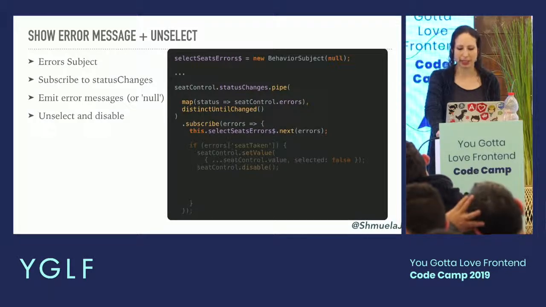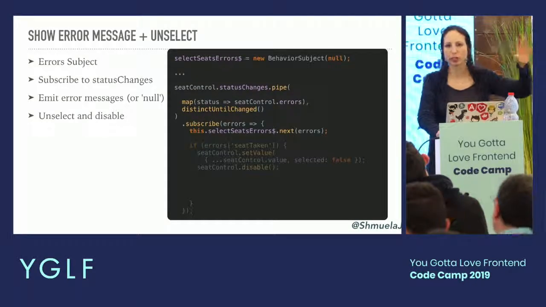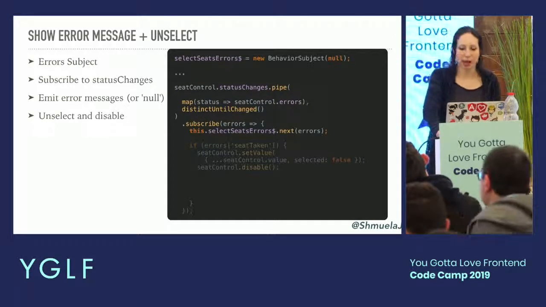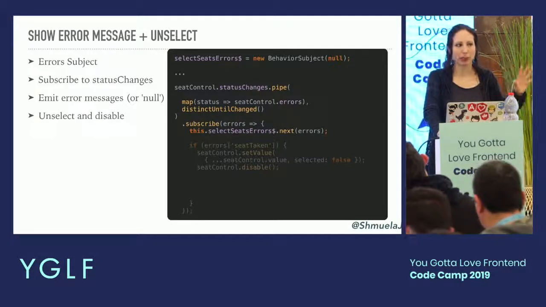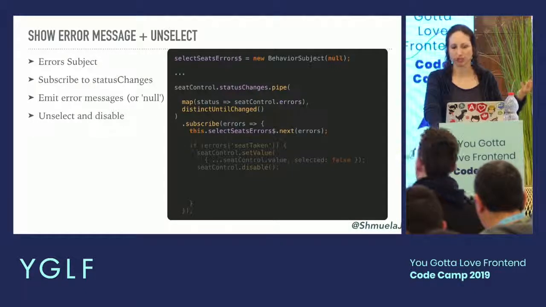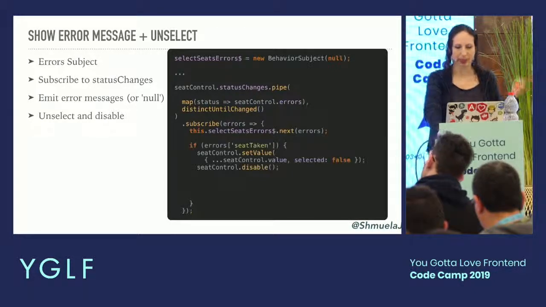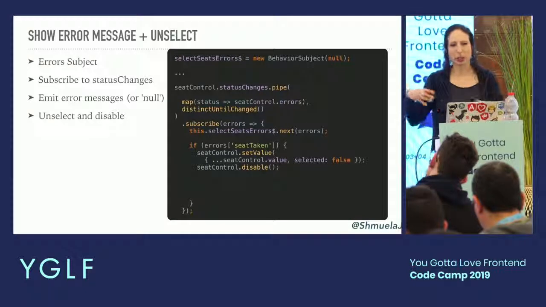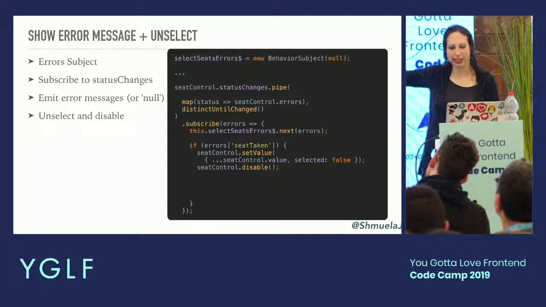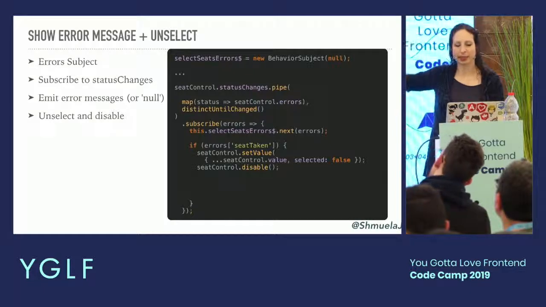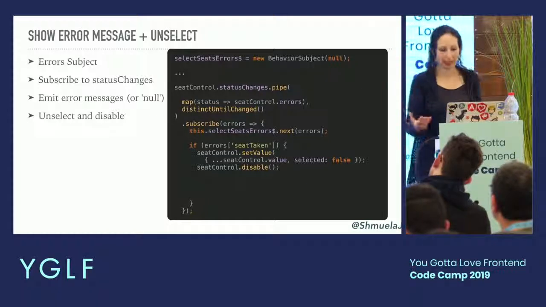So I subscribe to it, and when I get a new error, I pass it to the observable that I created. So I control when we get the error message and what error message we get. Okay? And also I react to it now. If the errors have the seat is taken, then I'm setting the value to not selected, and I'm also disabling it.